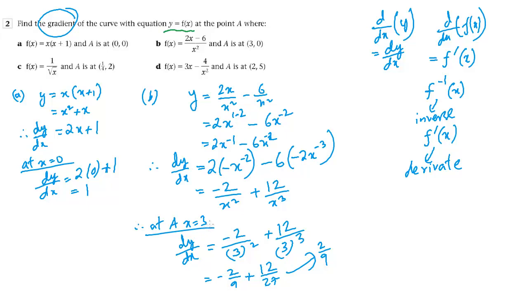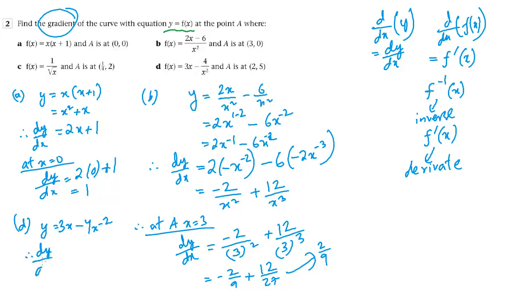Now let's do one more sum. Let me do number D. Let me use y, since y equals f(x). So y equals 3x minus 4, with x squared downstairs, and we bring it upstairs to the power minus 2. We have to find the gradient of the curve at the point 2, 5.